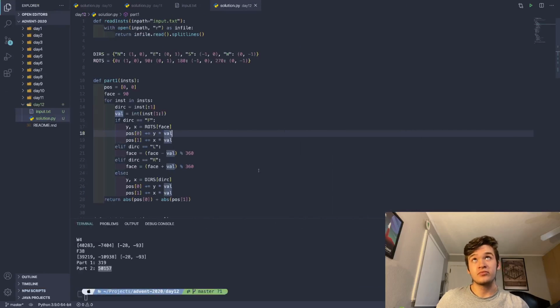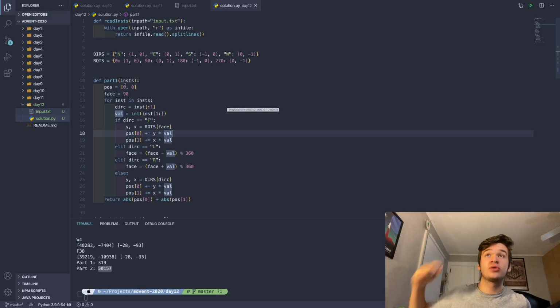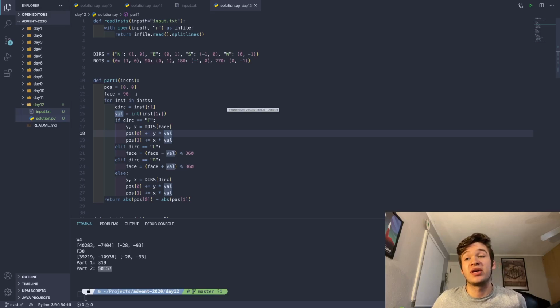So the way that I did this is first we just read in our instructions, and then those get passed to part one. So I initialize a position marker, which has our XY position, or our vertical position first, and then our left-right position, our horizontal position later. Then I initialized face as starting at 90 degrees to signify east, and that's the direction that we are currently facing. Each of the cardinal directions map to something in this DIRS dictionary right up here.